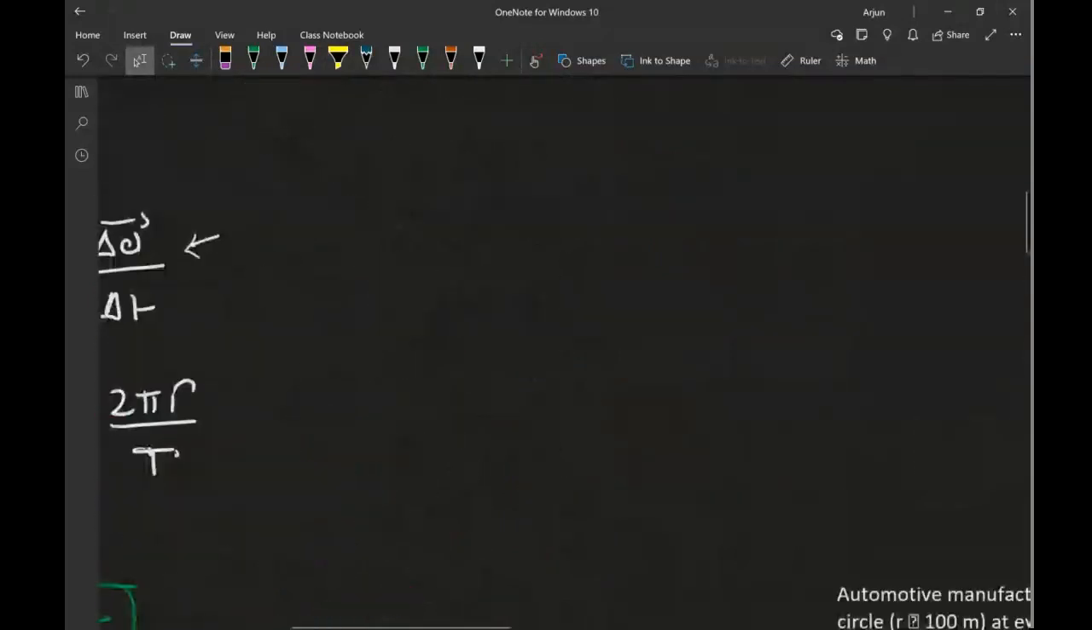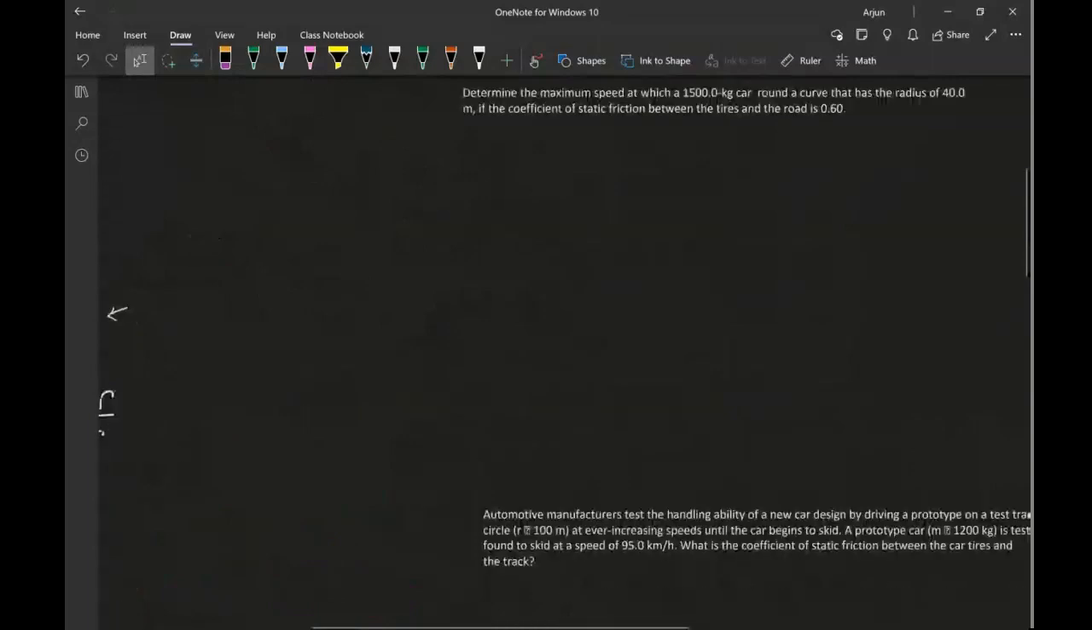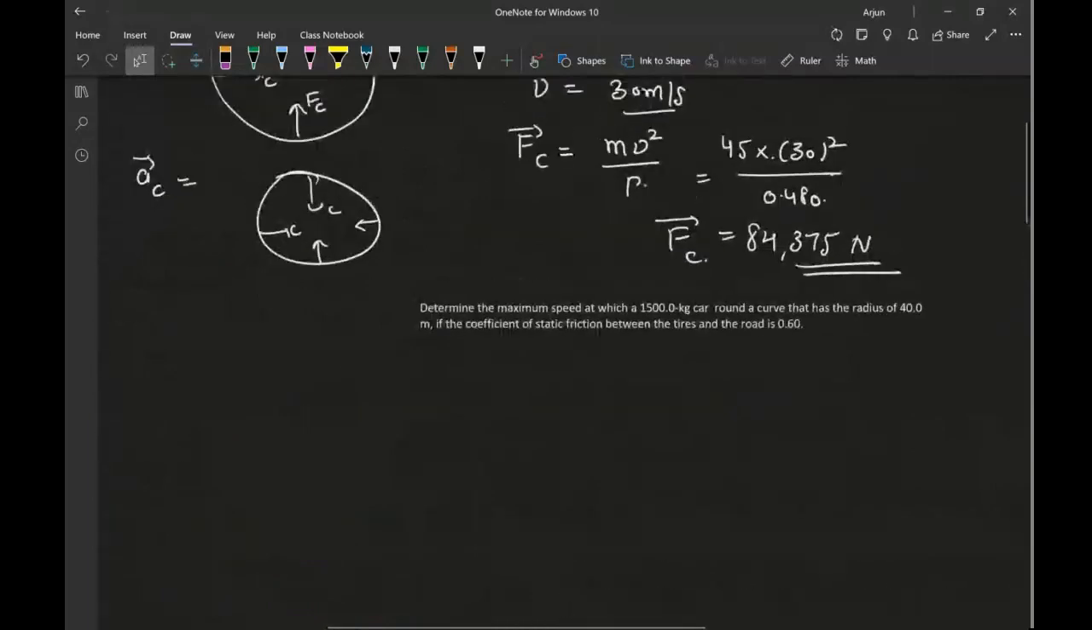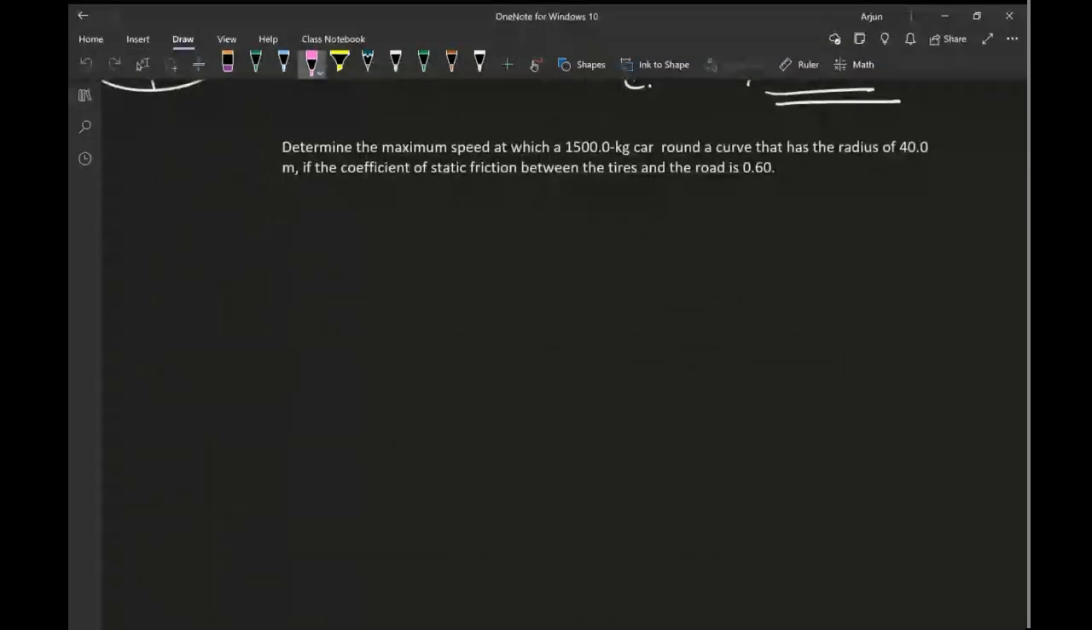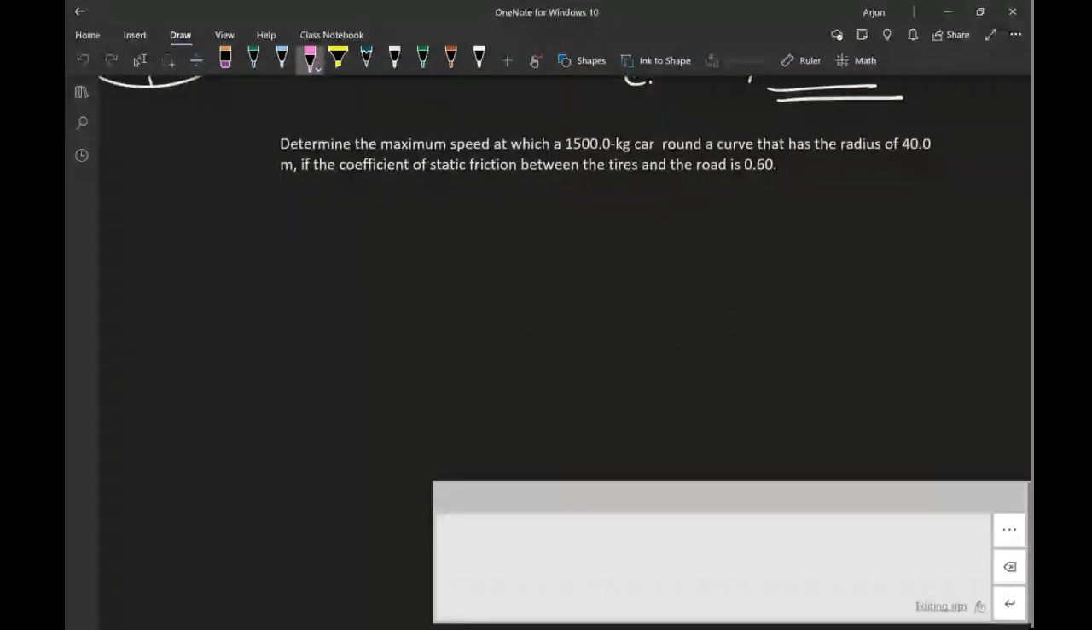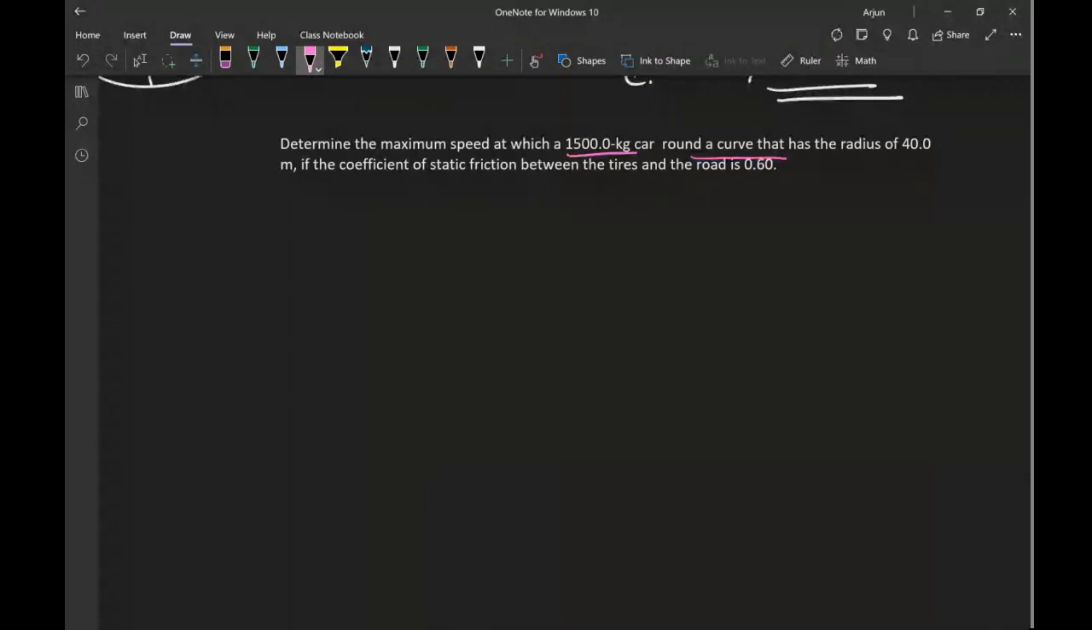Anyhow, coming back, some of the questions are based on this concept. So this is one of the questions. Determine the speed of a 15,000 kg car going round a curve that has a radius of 40 meters, and the coefficient of static friction between the tire and the road is 0.6. Now we have to find the maximum speed.